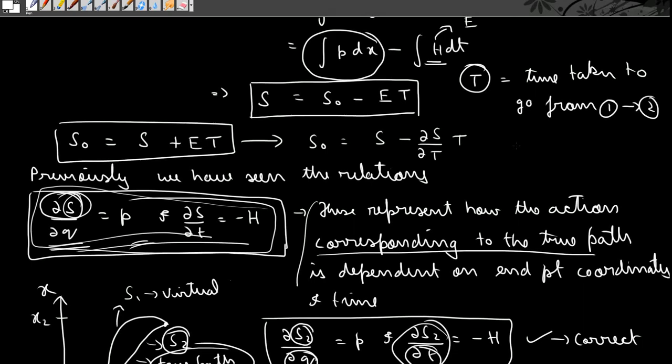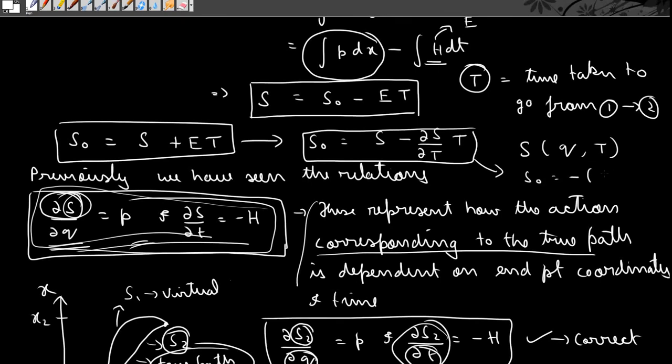Okay, now we already know that our Hamilton's action depends on the coordinates and the time taken to traverse the path. Okay, this we have already seen. So therefore, if you notice, this is actually S naught equal to minus of ∂S/∂T times T minus S.